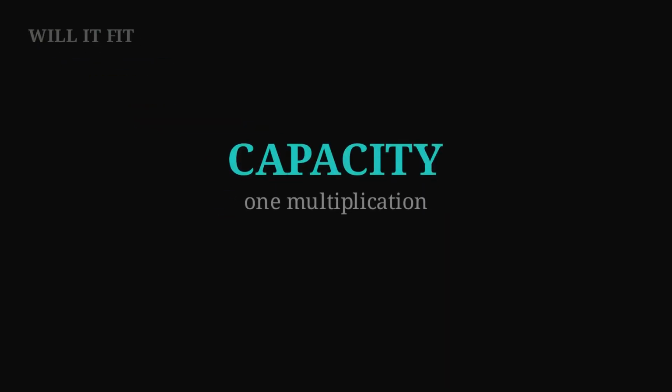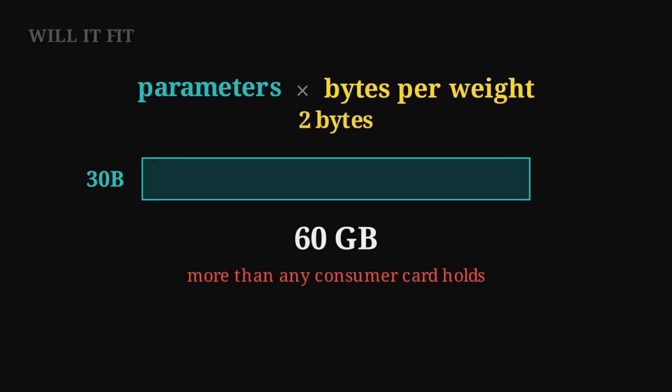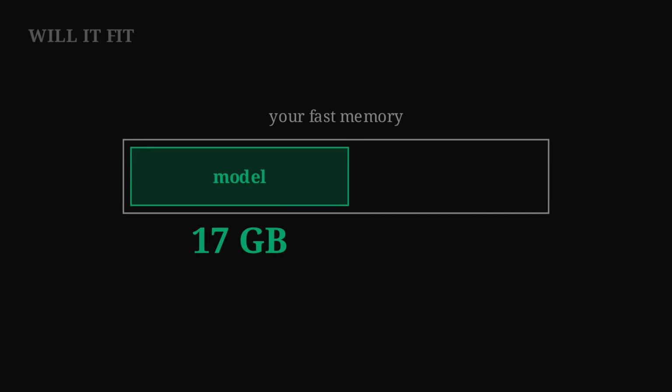The first number is capacity, and it is one multiplication. Multiply the parameter count by the bytes each weight is stored in, and that is roughly the memory the model needs. At full precision, a weight costs 2 bytes, so a 30 billion parameter model wants 60 gigabytes, more than any consumer card holds. Quantize down to 8 bits and a weight costs 1 byte, and at 4 bits it costs about half of one. That same model now lands near 17 gigabytes, which fits on hardware you might actually own. Then leave headroom, because the context window lives in memory too, and grows with everything you paste in.